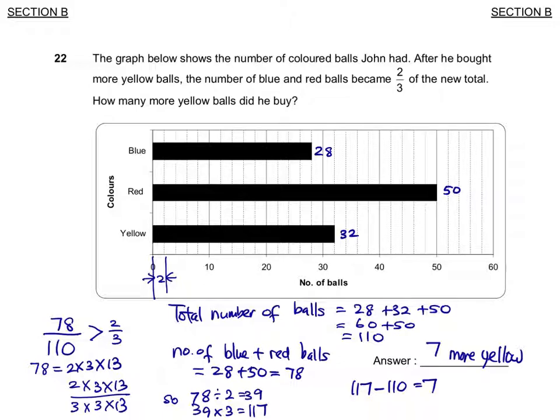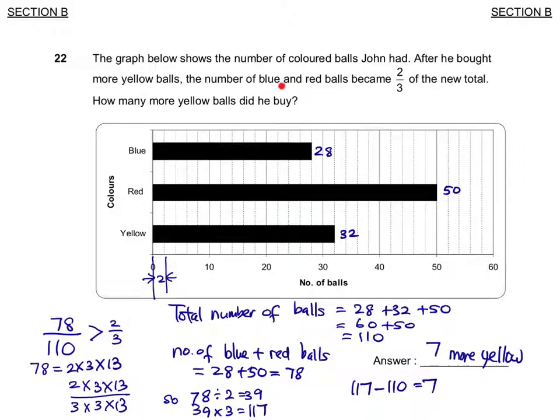So this is a horizontal bar graph. One of the things they need to test you is how to read the values from the bar graph. You can see that this one is 10 balls and then there are 5 units, so each unit is equal to 2. So this one is 28, 50 and 32. They want to know that this one is the one that is before. So after that he bought more yellow balls.